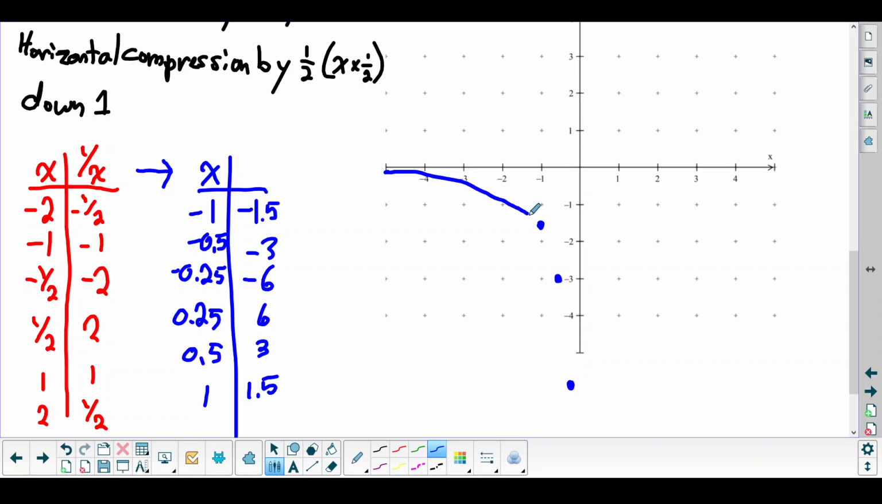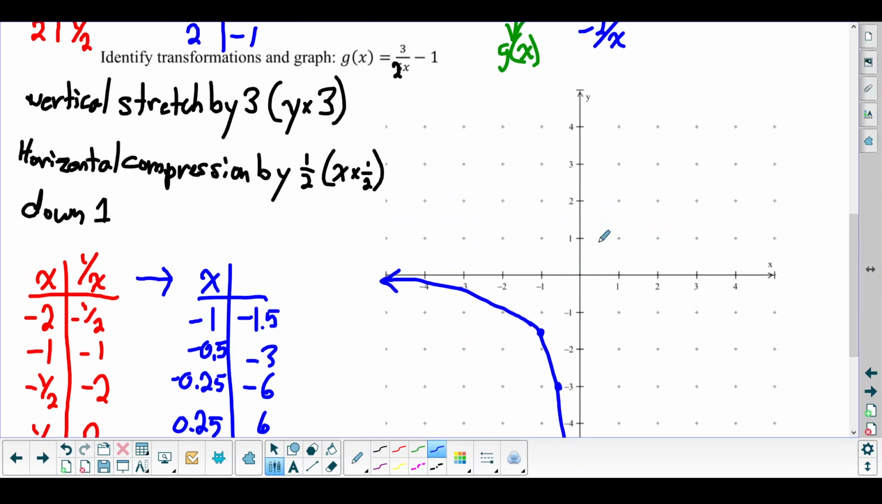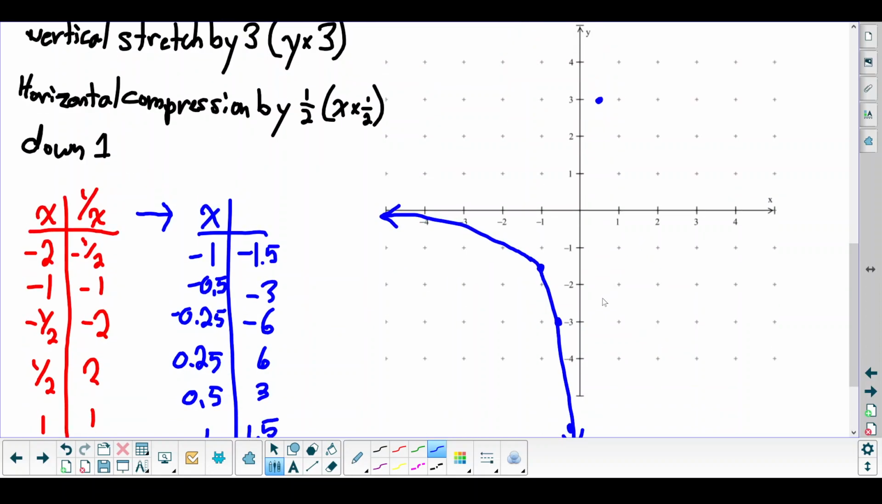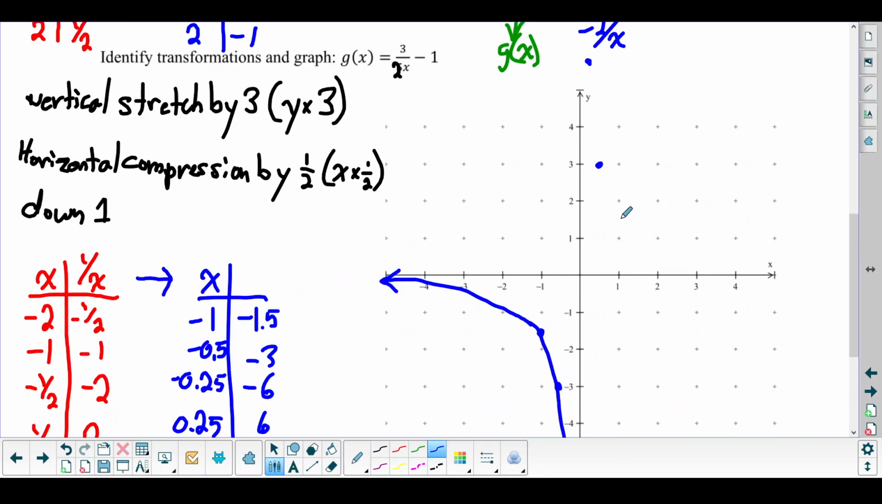So our asymptotes are still the same. We haven't done any translations. Okay. And then 0.25, 6. About up there. 0.5, 3. 1, what is that value? 1.5. All right, so we draw our curve in, keeping our asymptotes in mind, which should be approaching those values.